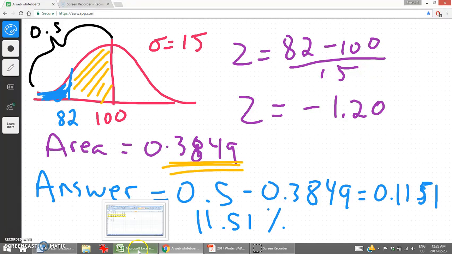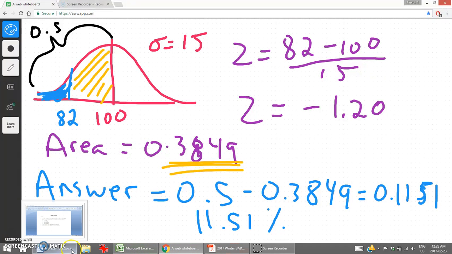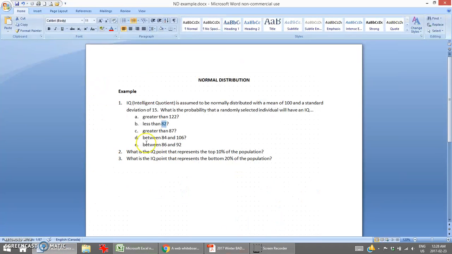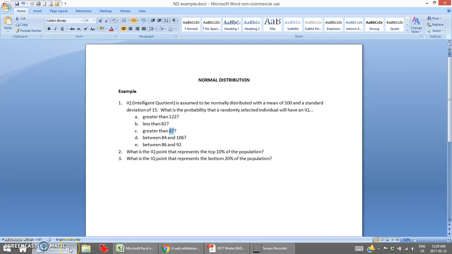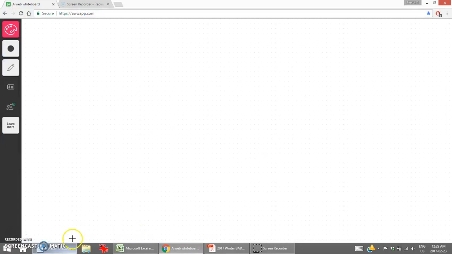So let's work on the third question. This one states, what's the probability that a randomly selected individual will have an IQ greater than 87? Let's go back to our, I'm not sure why we're having some technical difficulties, but we are working on part C, that it is greater than 87.